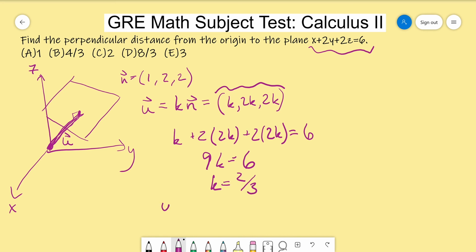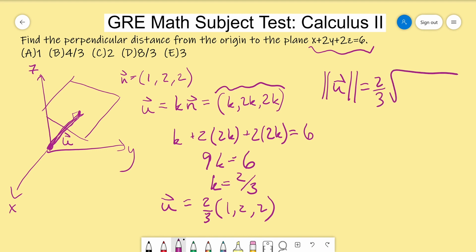That means that our vector u is going to be 2/3 times 1, 2, 2. So what's the length of this vector? Well, the length of u is just going to be 2/3 times the length of n, which is 1, 2, 2. So that's going to be the square root of 1 plus 4 plus 4. So that's going to be 2/3 times the square root of 9, which is 3. So that gives us 2, which is answer C.